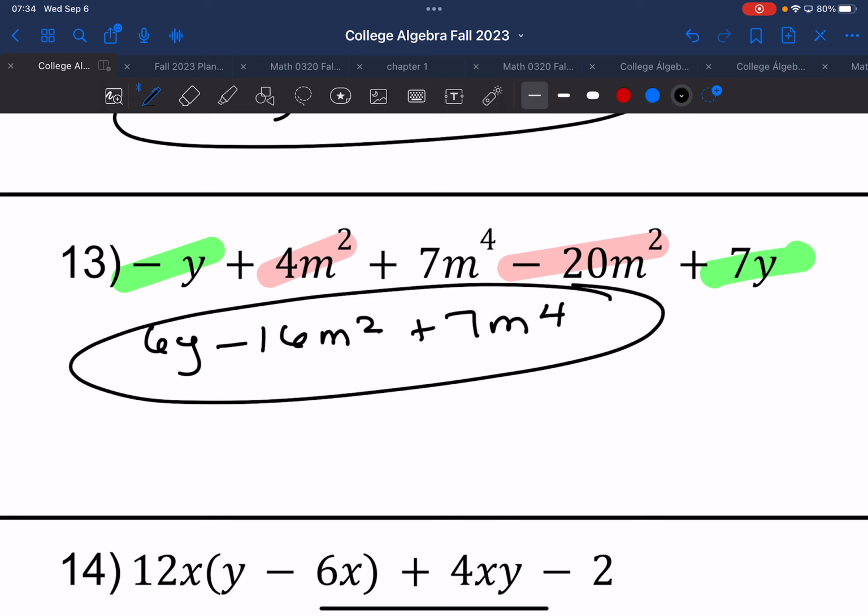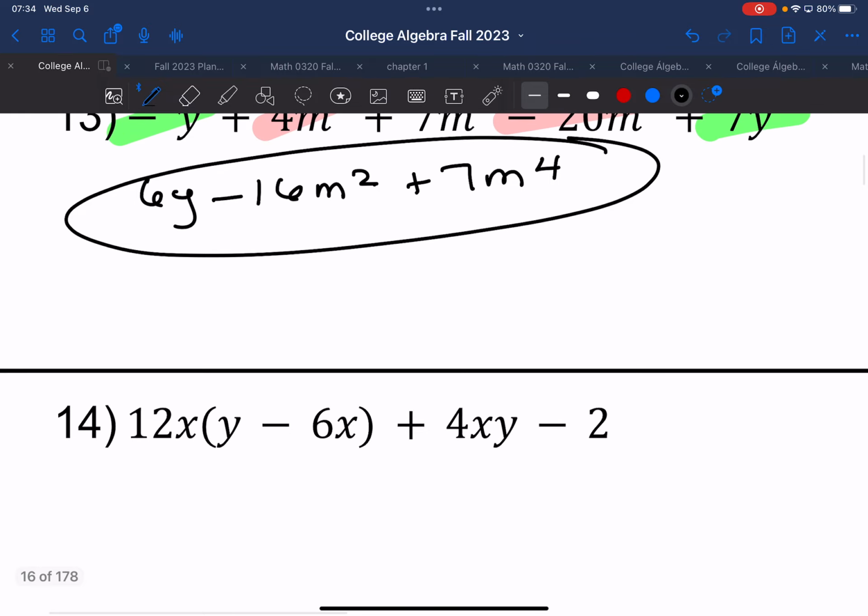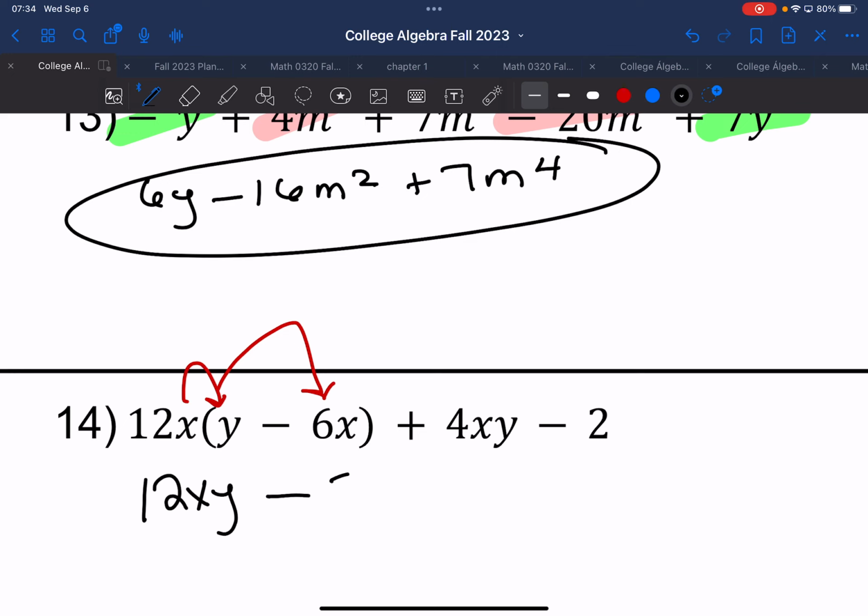Any questions so far? What would I do for 14 first? Distribute. Good, distribute, because I have those parentheses. So I have 12xy minus 72x to what power? Squared. I'm going to bring down my 4xy, bring down my minus 2.